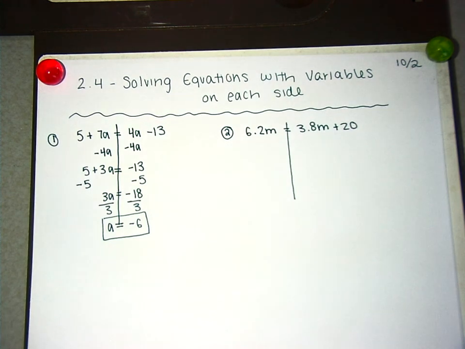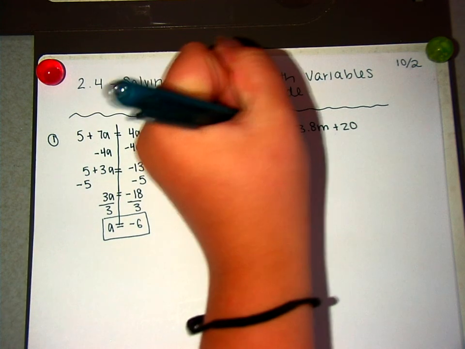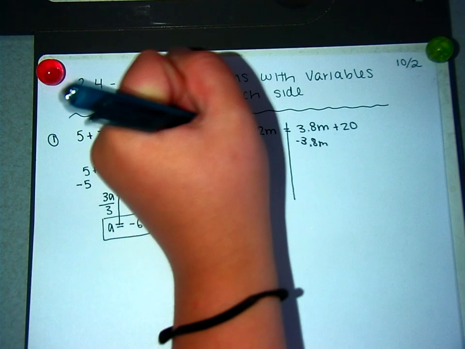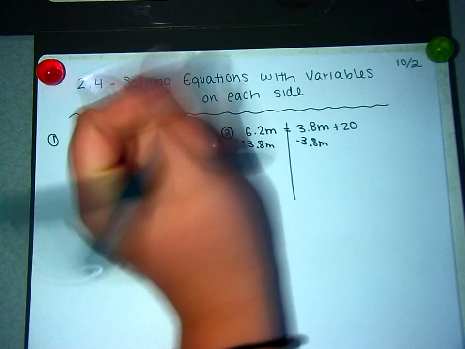All right, be polite now. Quiet. You subtract 3.8m on both sides. And that's 2.4m equals 20. And then... Give her a second.